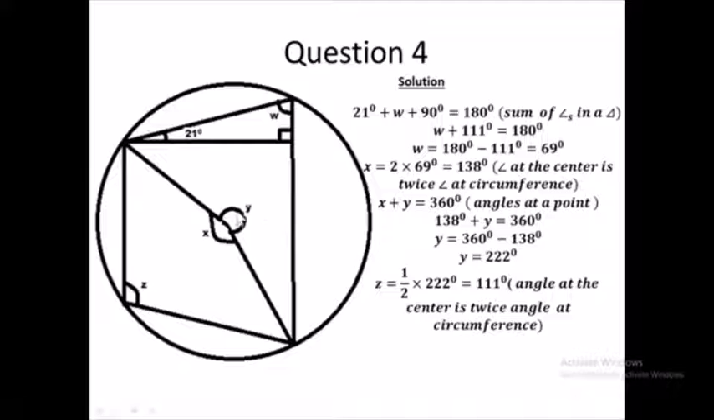We know also that there's a relation between this angle Y and angle Z, the reason being that angle Y is twice this angle Z, not angle X. Angle Y is twice the angle Z. So if we know our Y to be 222, then to get our Z, we divide Y by 2, which will give us our angle Z, which is 111 degrees. The reason being that the angle at the center is twice the angle at the circumference. That's the solution to that question.